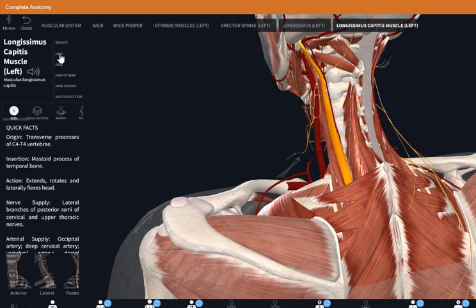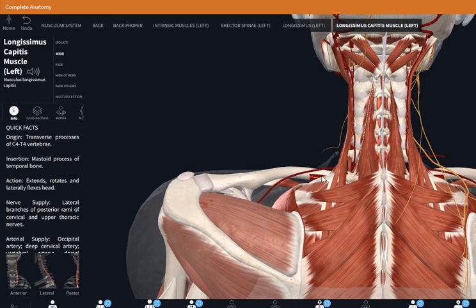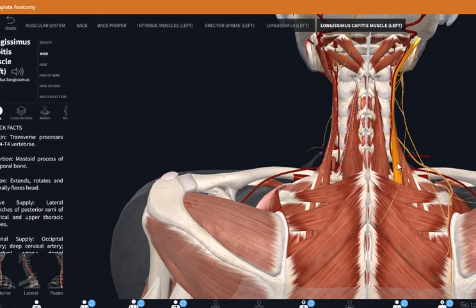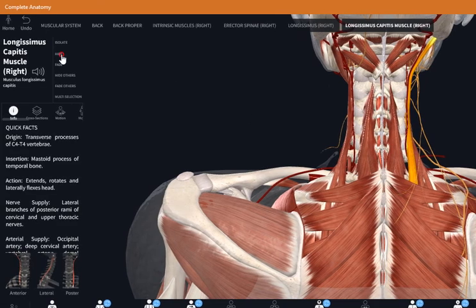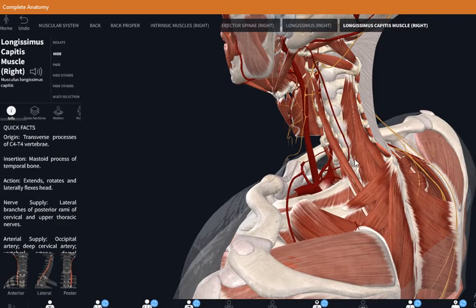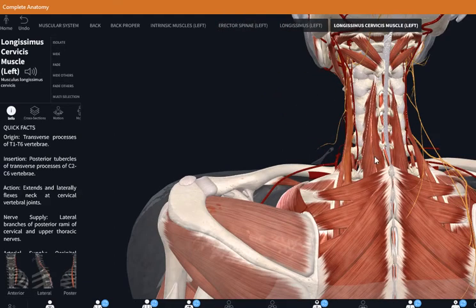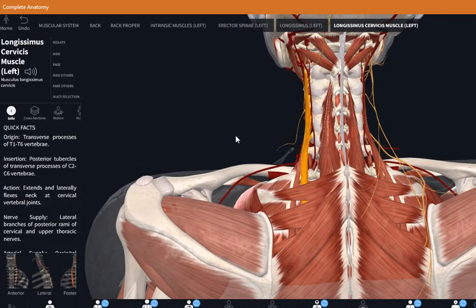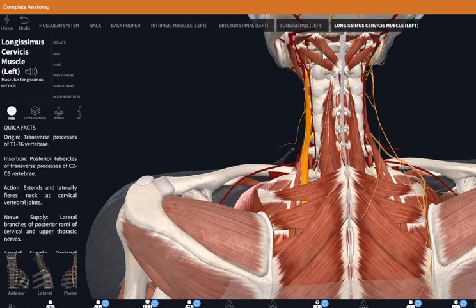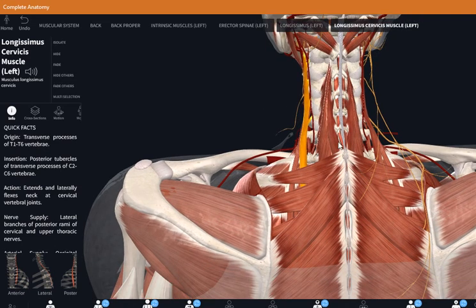Here's the longissimus capitis. You hide it on this side, and you come on the other side. Here is the longissimus capitis on the right side. You hide it. Now you also have another muscle here, and this muscle is the longissimus cervicis. The motion it's going to perform is lateral flexion and extension.